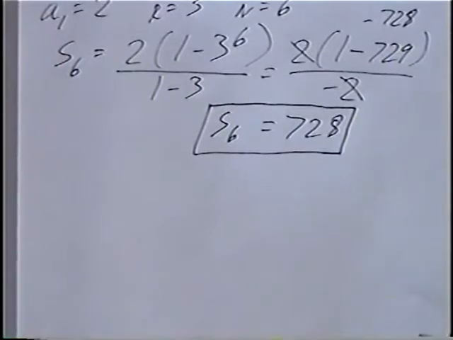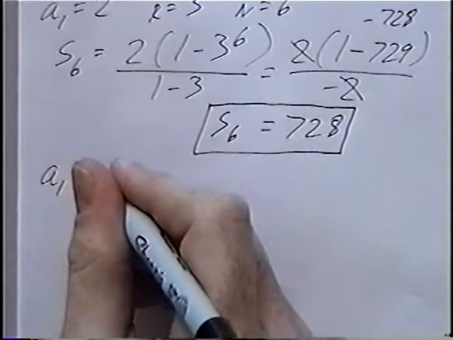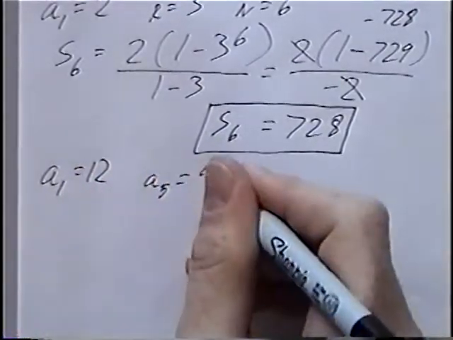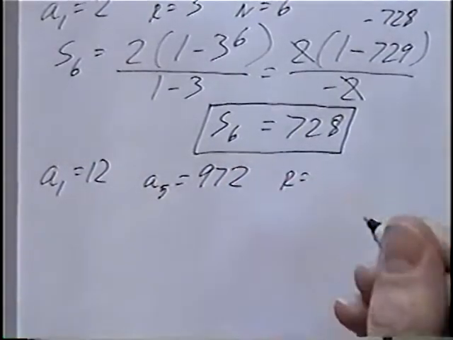Second question, and last question for the section. A sub 1 equals 12. A sub 5 equals 972. And r is equal to negative 3.